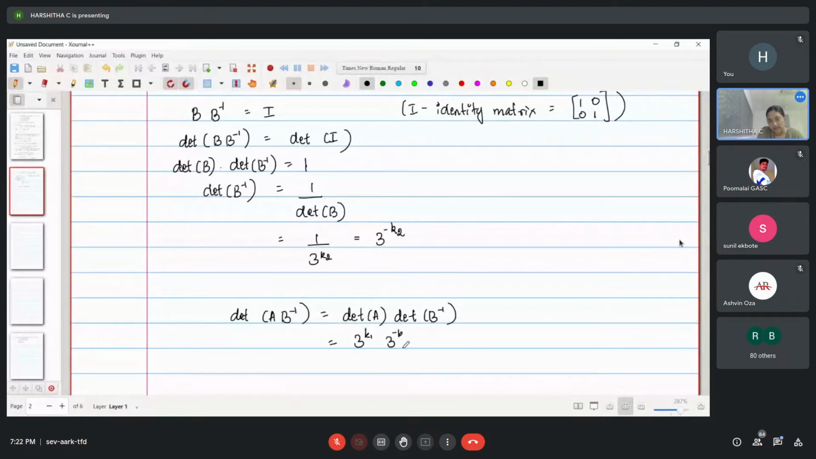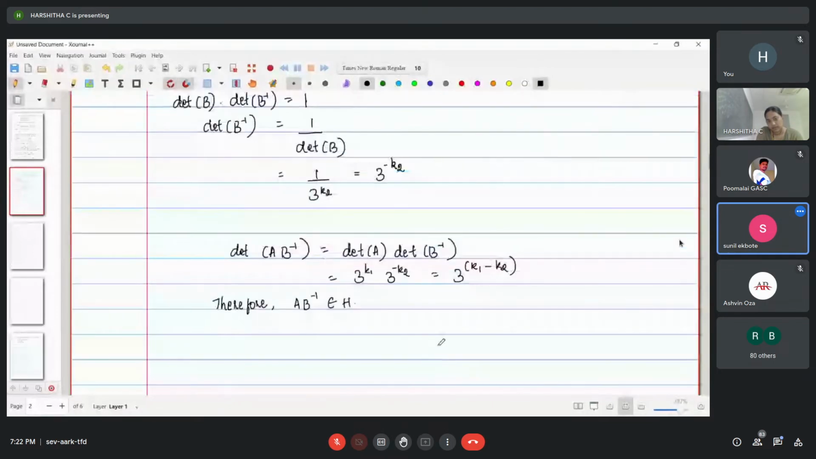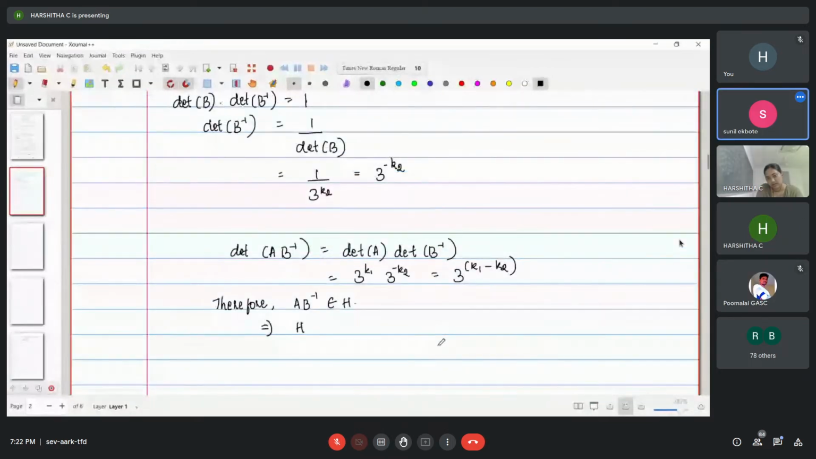So this becomes 3 power k1 minus k2. K1 and k2 are integers, so k1 minus k2 is also an integer. So determinant of AB inverse is also of the form 3 power some integer. So we get AB inverse belongs to H. H is a subgroup of G.